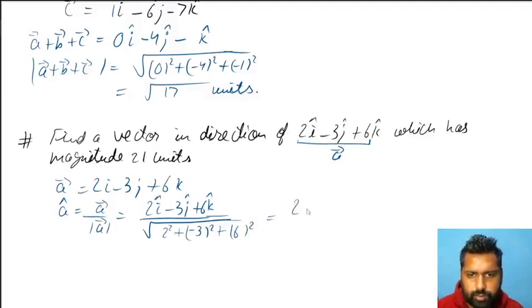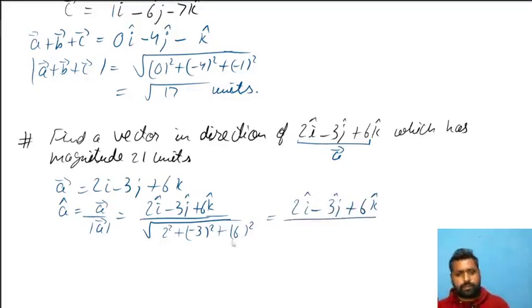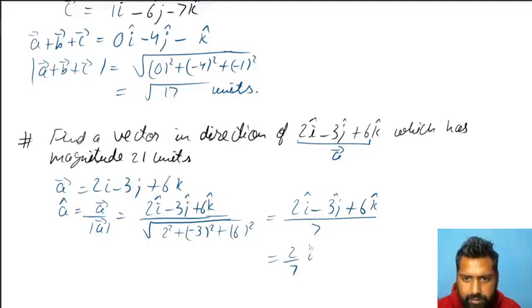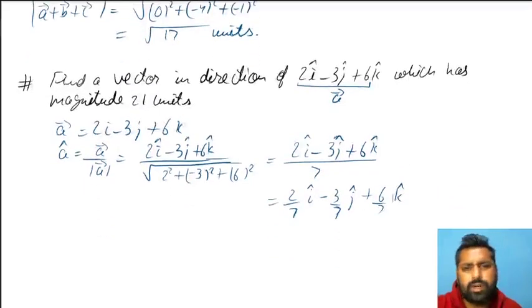So 2i minus 3j plus 6k upon the square root of 4 plus 9 plus 36, which is 49. So the square root of 49 comes out to 7. So basically, I'll write it individually: 2 by 7 i cap minus 3 by 7 j cap plus 6 by 7 k cap. Done. That's your unit vector.